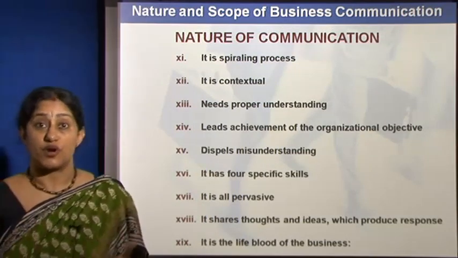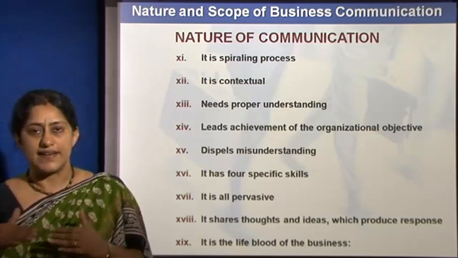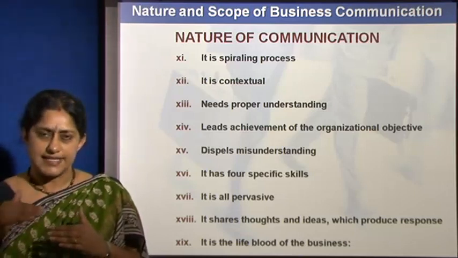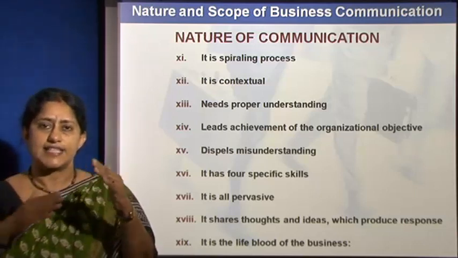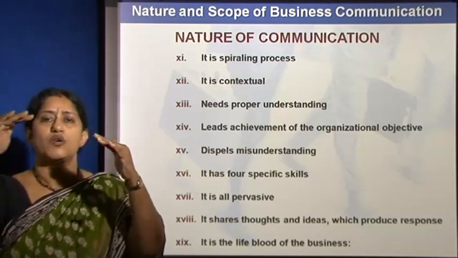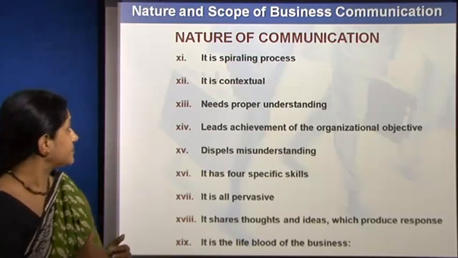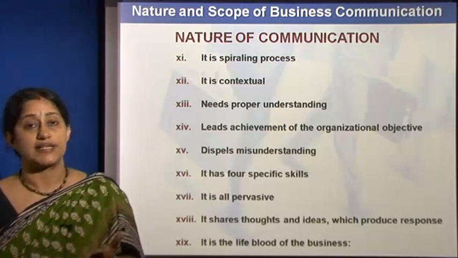It is a spiraling process because when we start the communication process, the levels at which two human beings are is totally different. There is a build-up that keeps happening as the level of trust improves, and it's a spiral that takes us to the final output, which is a proper understanding and a trust that is created. It is contextual because different things we say at different places have different meanings.